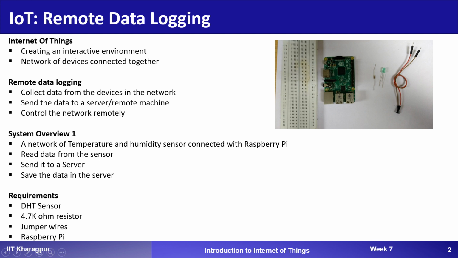In order to create an interactive environment, we are going to collect the data from the devices in the network, send the same data to the server or remote machine, and control the network remotely. We are going to integrate your DHT sensor with your Raspberry Pi. That will act as your client side, and once this client is formed, the Raspberry Pi will collect the data from your sensor and send this data to the server. The server can be any PC, or it can be Google Cloud. Depending upon your requirement, you can select your own server.